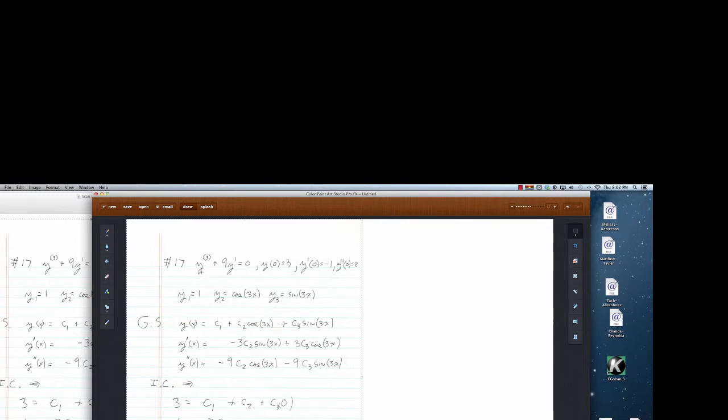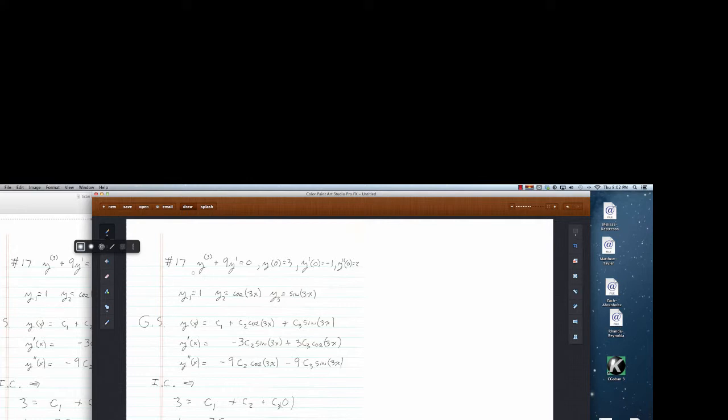So number 17, we have this differential equation. It's a third order differential equation. And we have the initial conditions so that we know the value of the function at 0 is equal to 3. Its derivative at 0 is minus 1. And its second derivative at 0 is 2. So this is the initial value problem as stated.